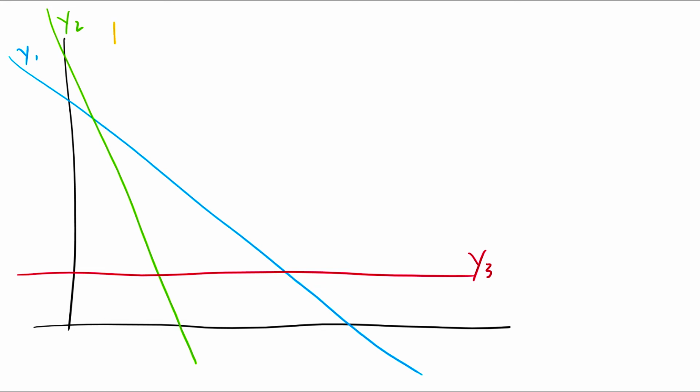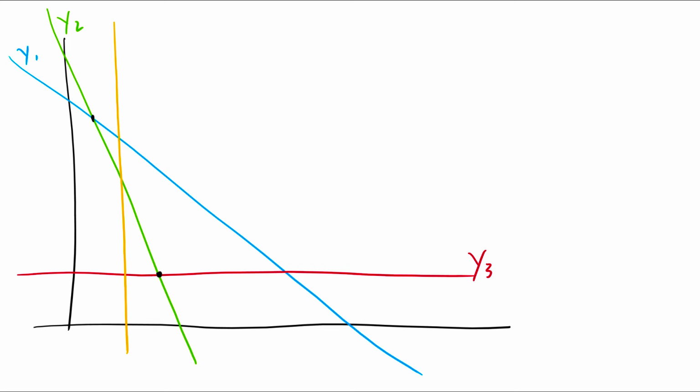Then we also need x is greater than or equal to 40. We saw that 40 was about right here. It doesn't really matter if you get it in the exact right spot. Really, as long as it's to the right of this intersection point where y1 and y2 intersect, and to the left of this intersection point where y2 and y3 intersect, anywhere in between there is going to be just fine.